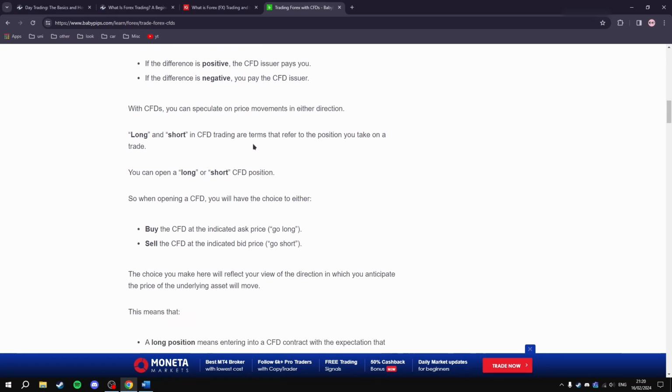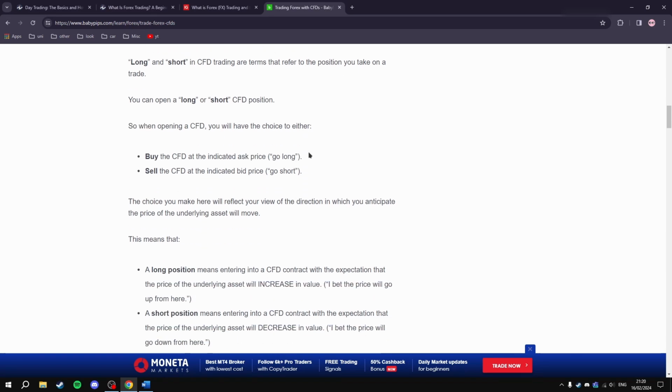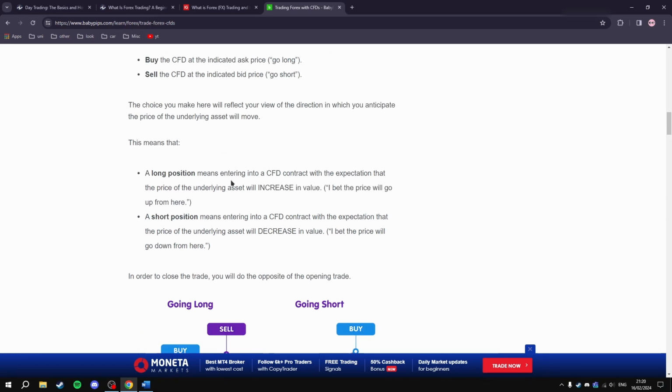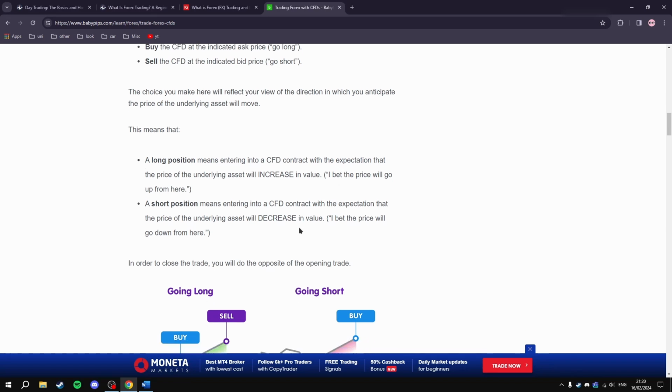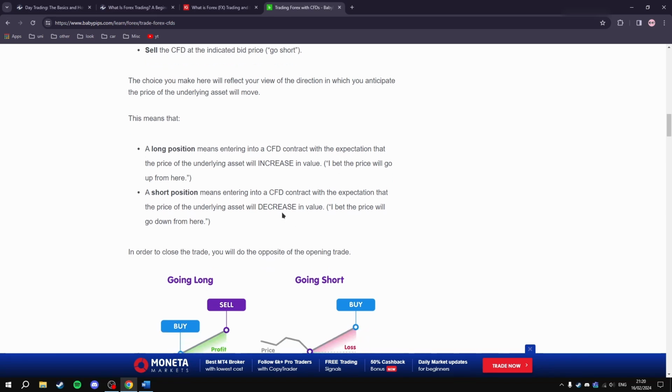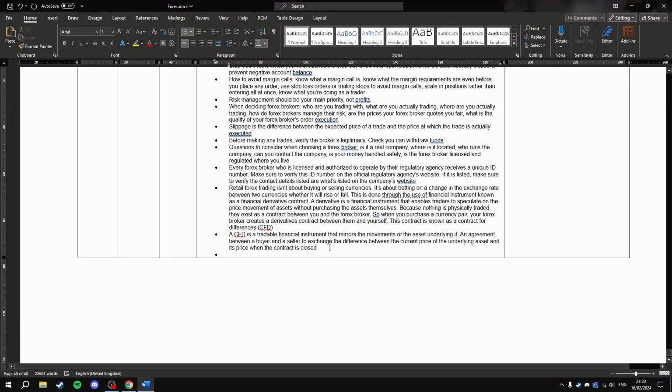Long and short in CFD trading are terms that refer to the position you take on a trade. You can open a long or short CFD position. So when opening a CFD, you will have the choice to either buy the CFD at the indicated ask price, or sell the CFD at the indicated price. The choice you make here will reflect your view on the direction in which you anticipate the price of the underlying asset will move. A long position means entering into a CFD contract with the expectation that the price of the underlying asset will increase in value. I bet the price will go up from here. A short position means entering a CFD contract with the expectation that the price of the underlying asset will decrease in value. I bet the price will go down from here.